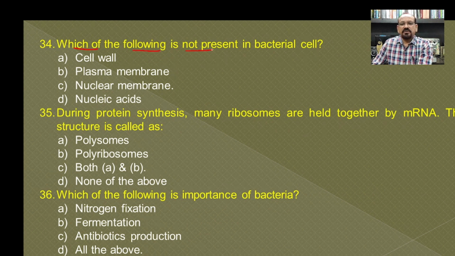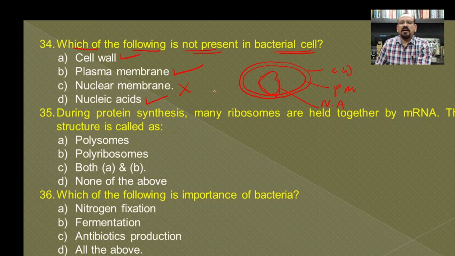Then, which of the following is not present in a bacterial cell? Cell wall is present in the bacteria, plasma membrane is present in the bacteria, but nuclear membrane is absent. Nucleic acid is present, that is the DNA. So when we see this cell, here there is a presence of the genetic material or the nucleic acid. Then the cell wall is present around the bacterial cell. So this becomes now the cell wall, then the plasma membrane, and this is the nucleic acid. While the nuclear membrane around the nucleus is found to be absent in the prokaryote, and hence C will be the answer for this question.